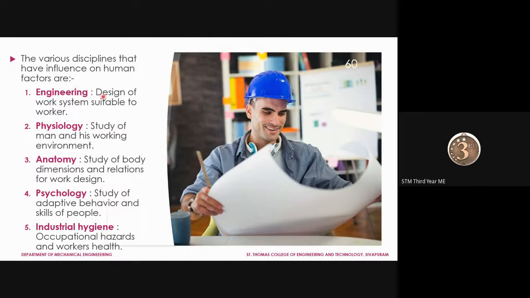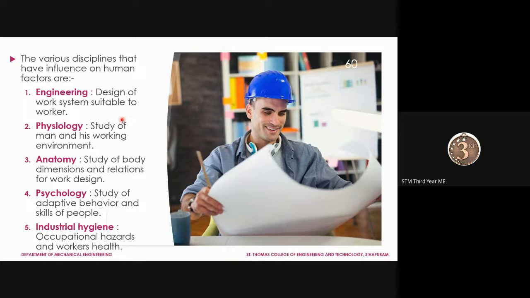Design of work systems suitable to the worker. So that is the first thing to ensure a good work, or ensure ergonomics of the worker. So both are the same. You are ensuring ergonomics, also the working atmosphere for that worker. So first one is engineering.